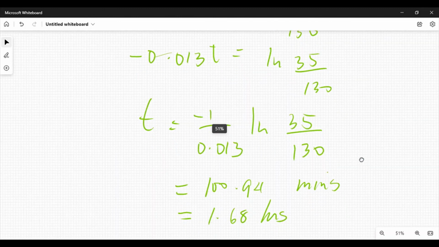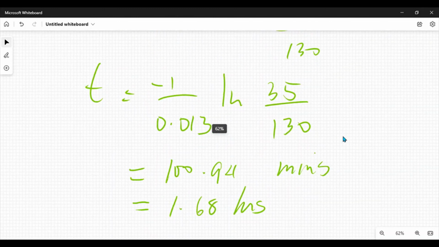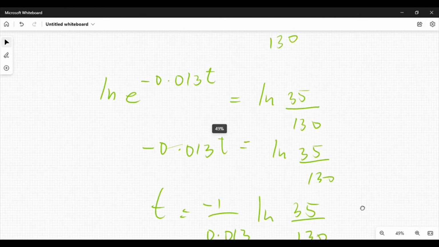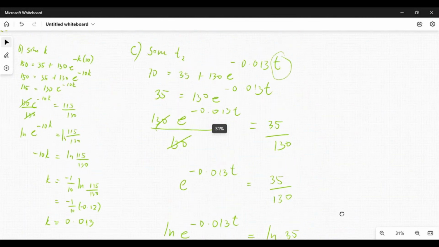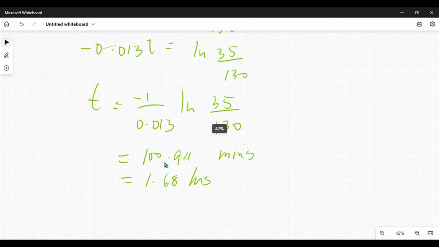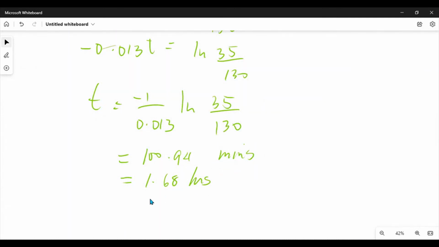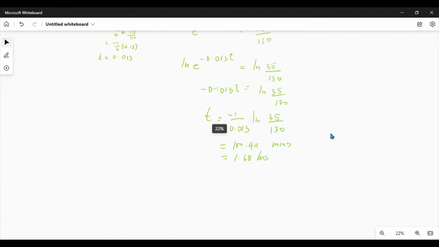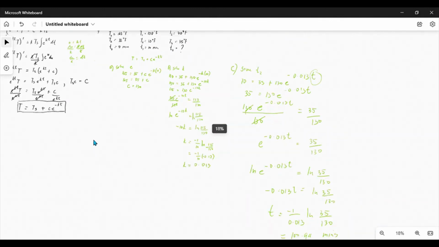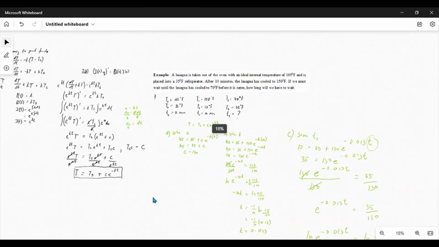And if we calculate this, the time it takes for the lasagna to cool down to 70 degrees Fahrenheit is 100.94 minutes, or approximately 1.68 hours. So that's the application of the first order linear differential equation as it is applied in Newton's law of cooling.